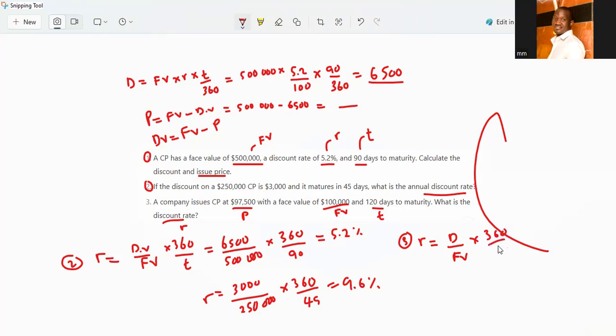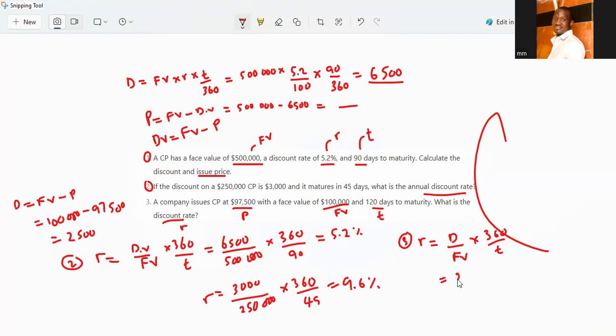In this case, we have not been given the discount value directly, but indirectly. The discount value is the difference between the face value and the issue price. So D is equal to face value minus issue price: 100,000 minus 97,500. What do we get when we get that difference? We get 2,500. So this 2,500 is what we now substitute in this formula.